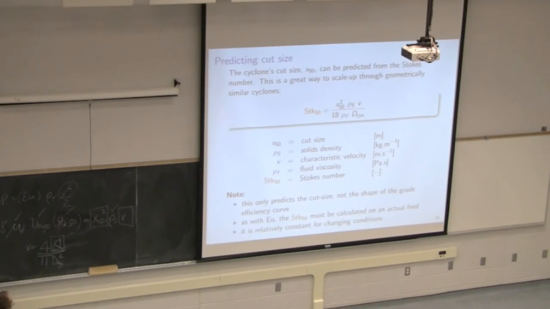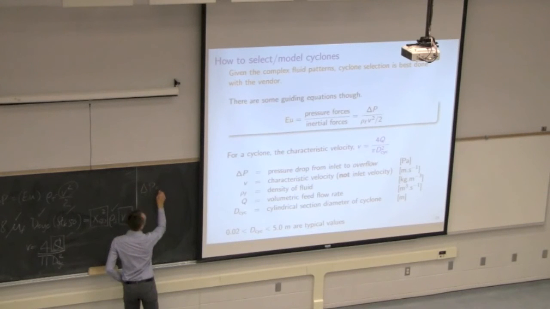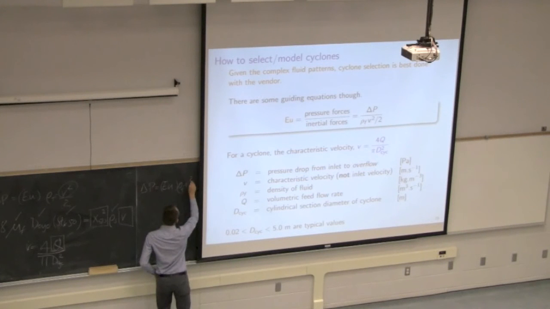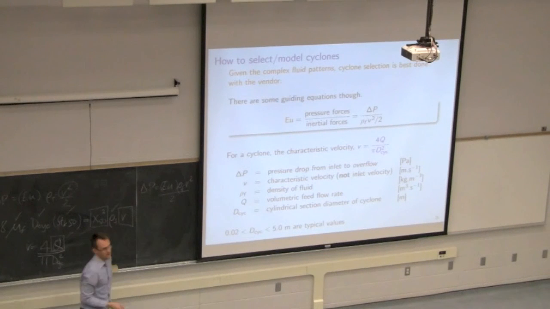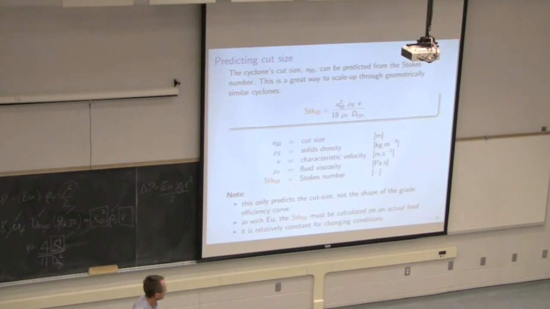And once I have that velocity that I specified, I can also go back and use it in this formula for the Euler number to calculate delta P. So I can get Euler, multiply it by that velocity, and predict what my pressure drop is, and that way I can estimate the utility consumption for moving this material through that cyclone. So my cost of my load or my motor to get this separation. So these two parameters are really important for cyclone characterization and performance analysis.